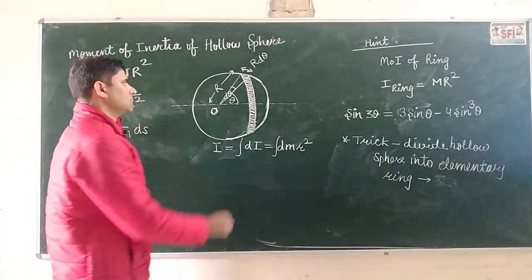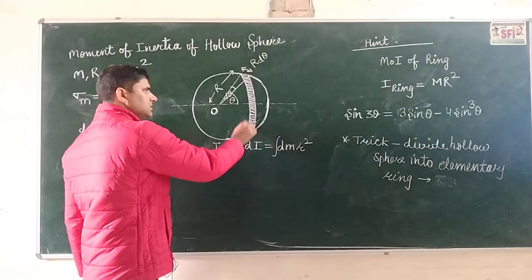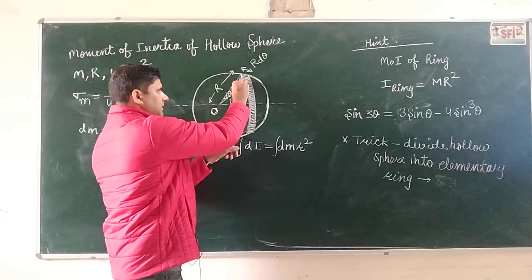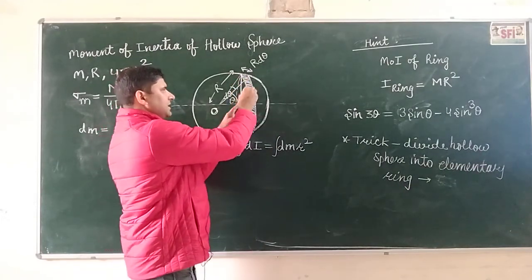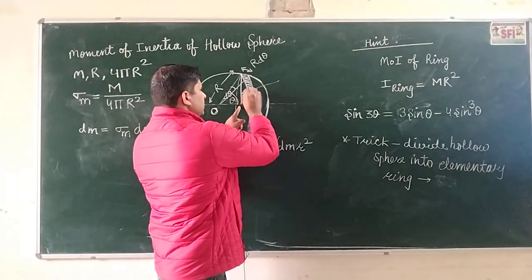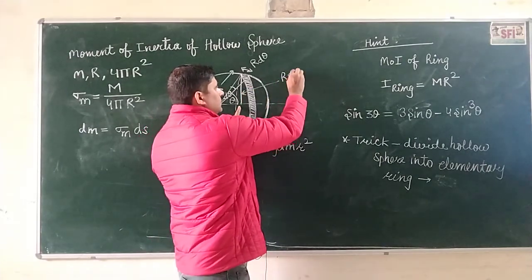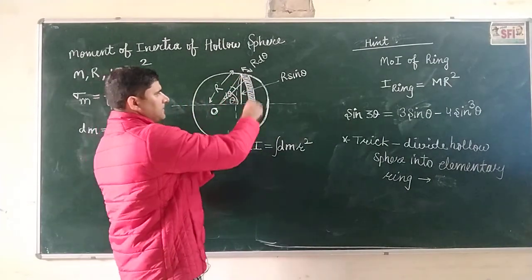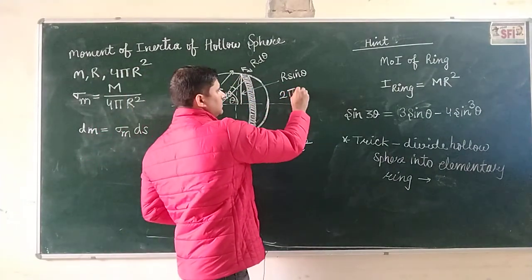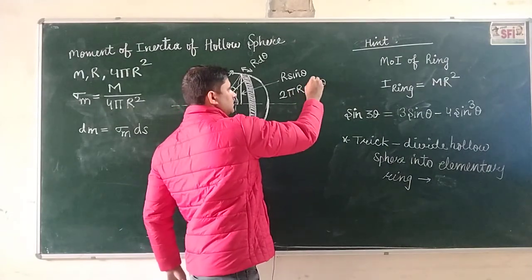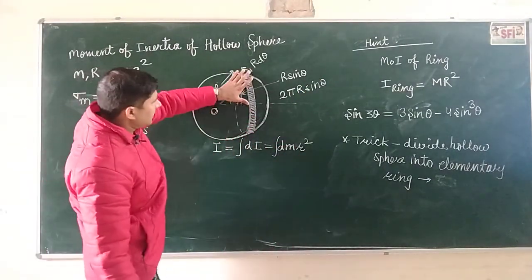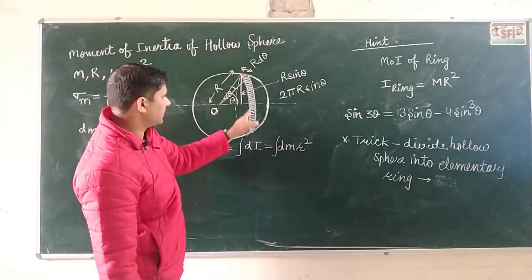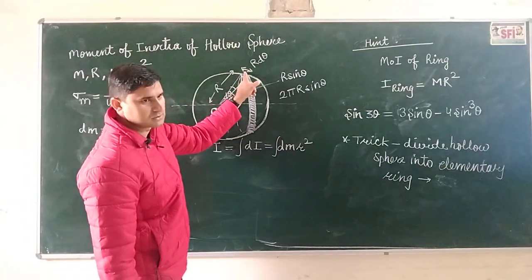Now what are we to do? We are to find the circumference of this elementary ring, and for that you have to find the radius of this ring, and from here you can see the radius will be r sin theta. So the circumference of this ring will be 2 pi r into sin theta. Okay. And the area of this elementary strip will be equal to circumference into the thickness width.